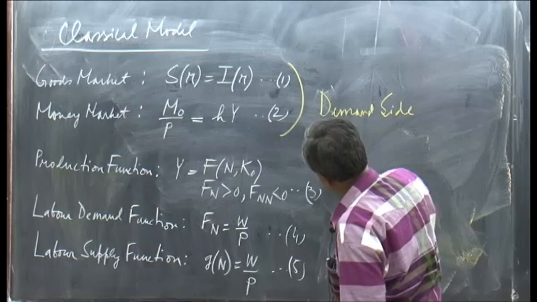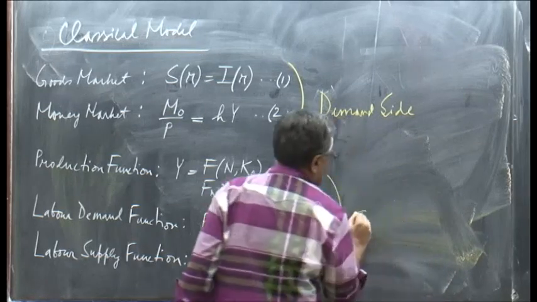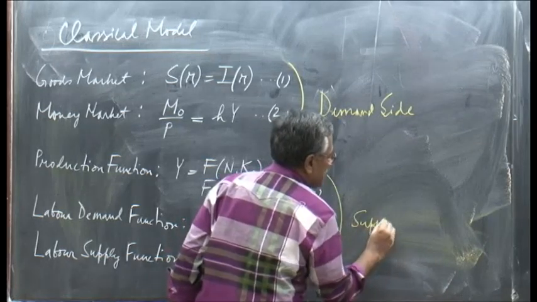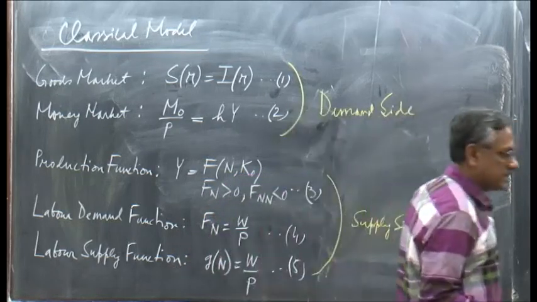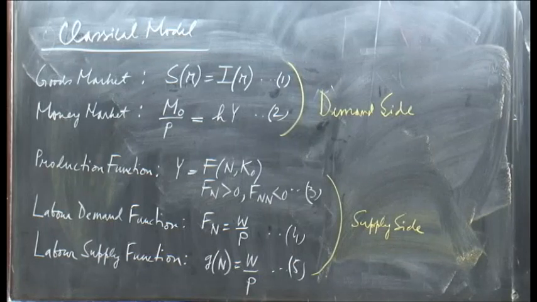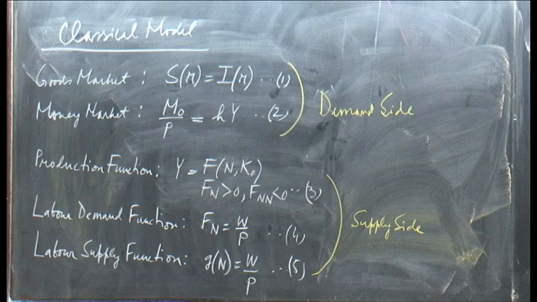The last 3 constitute the supply side. So I have this macro model in front of you, which, so far I know, is the algebraic description of the classical macro model. It didn't develop overnight, it developed over a period of time, year after year, with the writings of people.